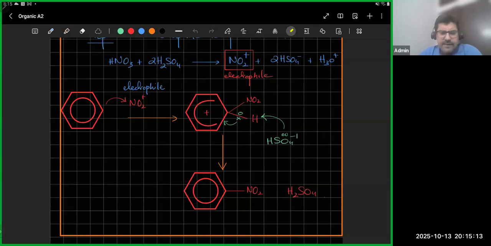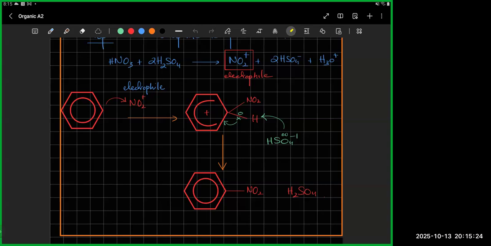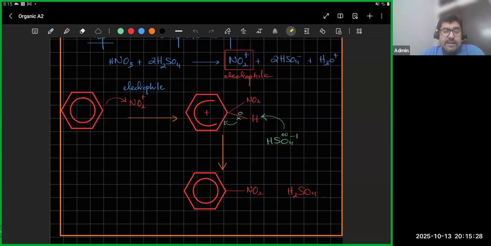Is this clear, that's electrophilic substitution? Ibrahim, Minal, is this clear? Ishaq, is this clear? Yes, sir. That's electrophilic substitution of benzene. So we just did benzene at the moment.